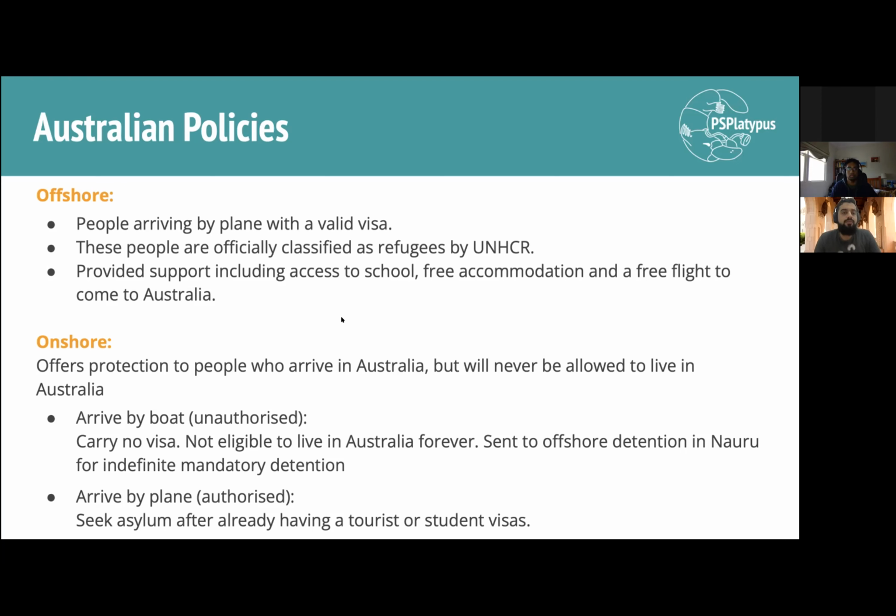So offshore, people arrive by plane with a valid visa, and as we said before, they're classified as refugees by the United Nations High Commissioner for Refugees. And the Australian government provides support to these people, including access to school, free accommodation, and free flight to come to Australia. For the onshore, the Australian government offers protection to these people. However, they will never be allowed to live in Australia permanently. They are classified as unauthorized arrival, or illegal arrival, and authorized arrival.